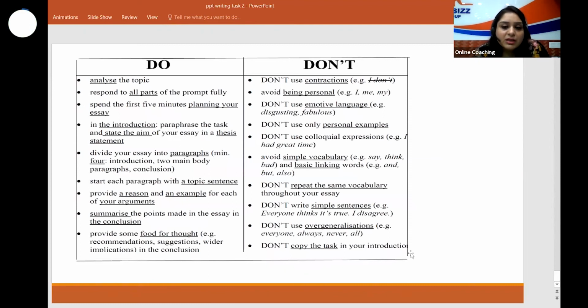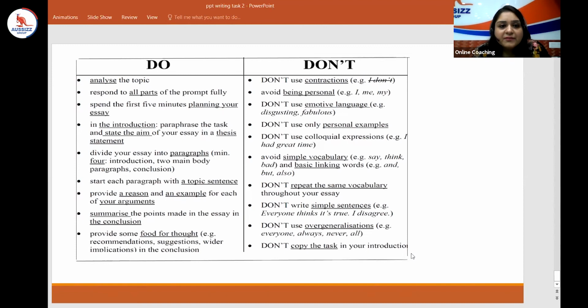I have mentioned each and everything regarding how to write an essay, the type of essay, the format of essay. But this is again the do's and don'ts, which makes it clear how you have to go with them. Analyze the topic is the do. You have to analyze it. What kind of topic is it? Respond to all parts of the prompt fully. It means you have to cover the task.